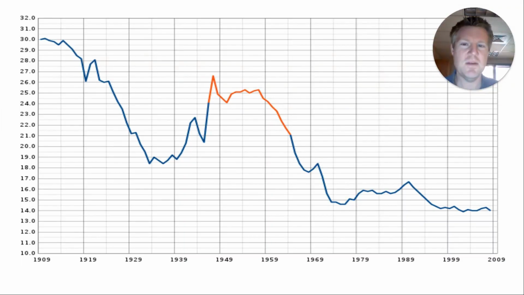Here's a graph of the baby boom. If you see the red line, from the late 30s, early 40s till about 1965, these are the number of births in the United States. So it really jumped. There was a huge increase in the birth rate.